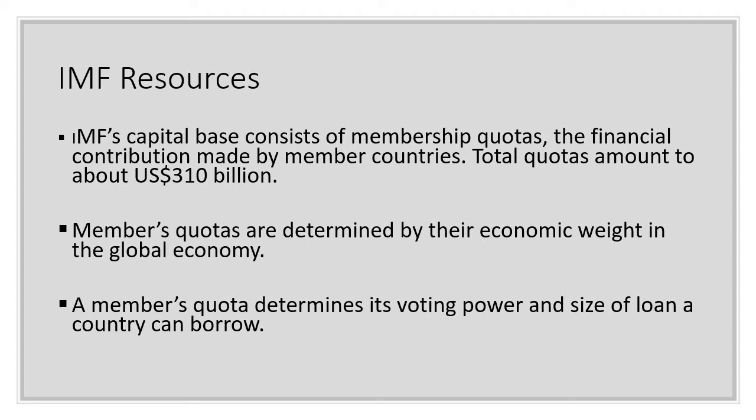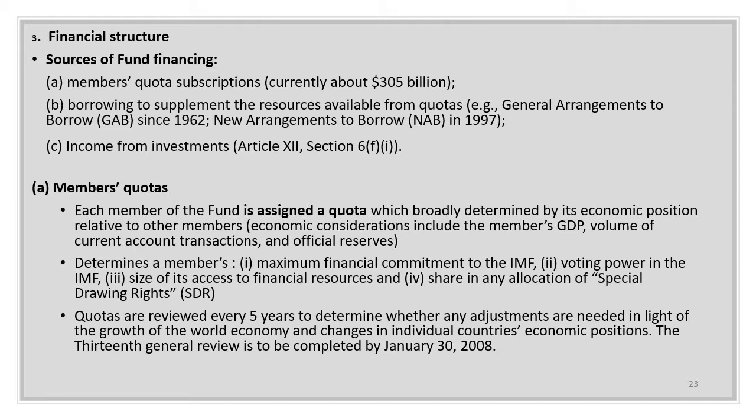fund's mandate. Looking at the IMF's resources, the IMF's capital base consists of membership quotas, which is the financial contribution made by member countries. Total quotas amount to about $310 billion. Members' quotas are determined by their economic weight in the global economy, and a member's quota determines its voting power and the size of the loan the country can borrow.